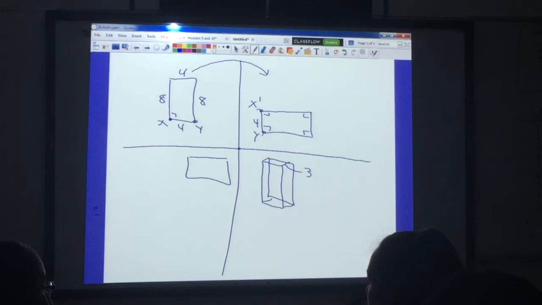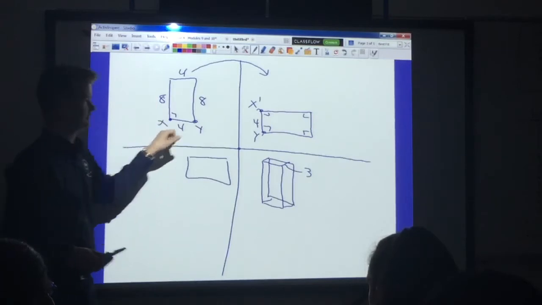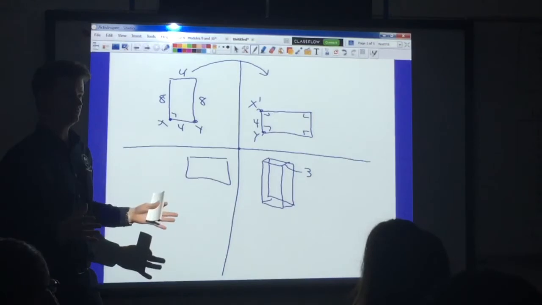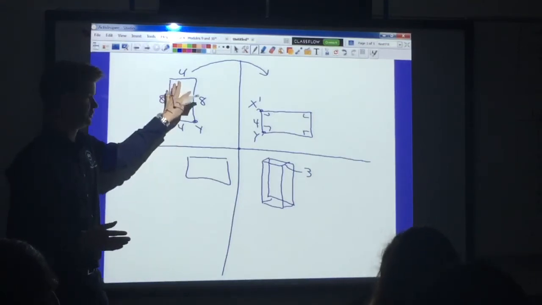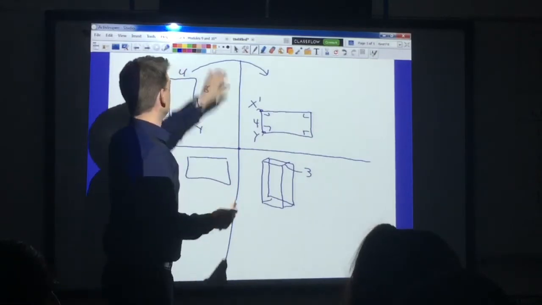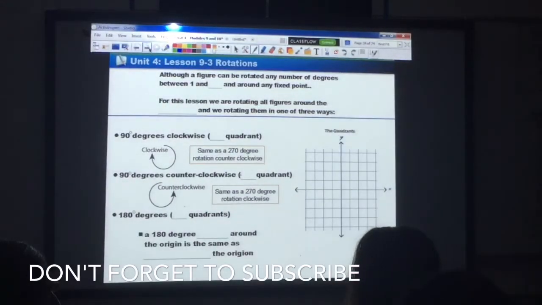Anybody? Somebody said it. I think I heard it. Everybody got the volume? 96, right? 8 times 4 times 3. 8 times 4 is 32. I now gave you the width. That makes it 96. So if it's 96 cubic inches here, it's 96 cubic inches here, and here, and here. None of that changes. But let's see what these look like when we're actually working this.